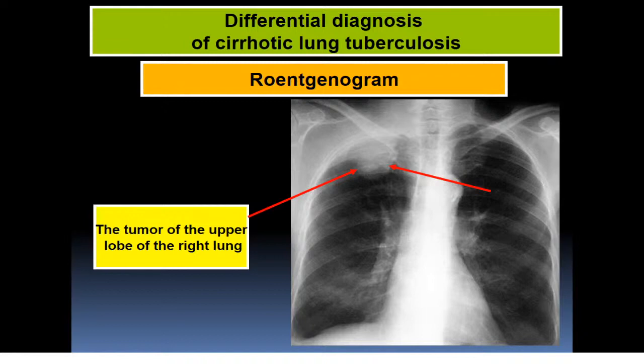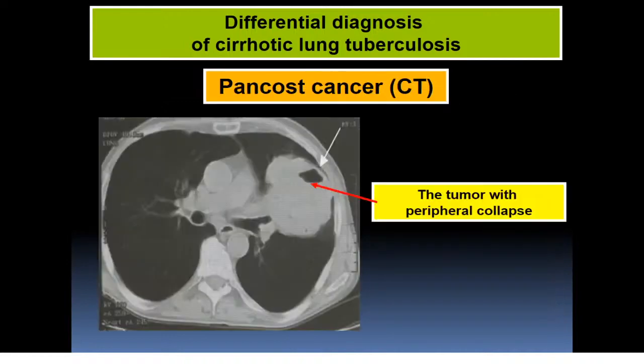Next differentiation of cirrhotic tuberculosis, a tumor of the upper lobe of the right lung. That's why we should differentiate TB cirrhosis from tumor processes, oncology processes. They can look like cirrhosis also. On this tomography, we can see lung cancer, which looks like cirrhotic tuberculosis also.